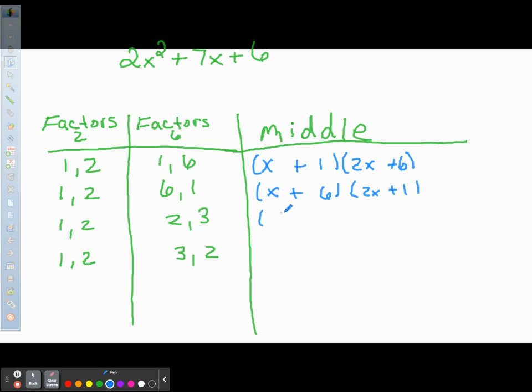Okay, this third one, that would be 1x and 2x. And my 2 back numbers would be 2 and 3. And then this last one, that would be x and 2x. And the back numbers would be 3 and 2. So those are all the different possibilities that it could be.